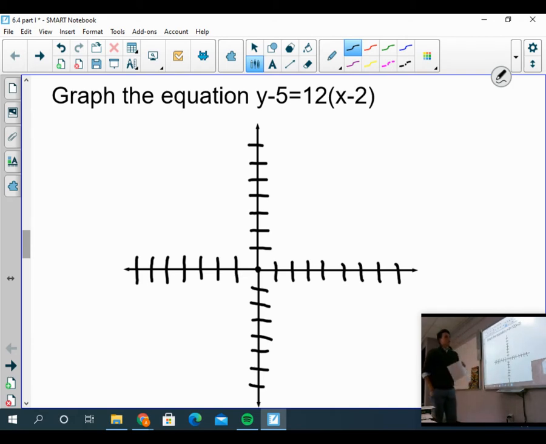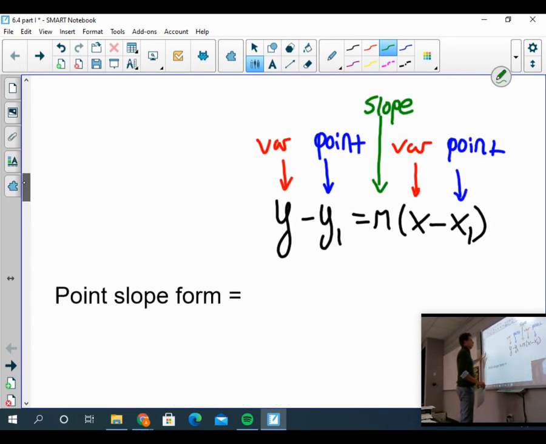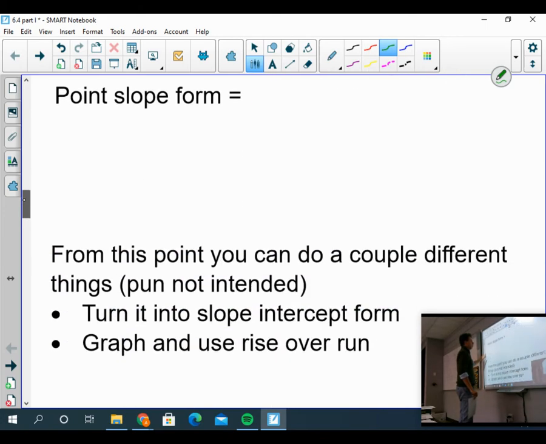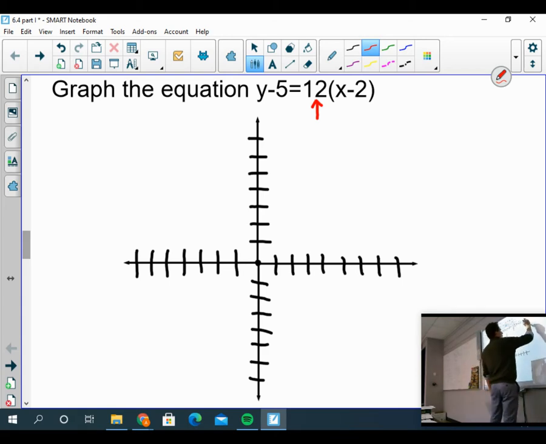So hopefully if you've wanted to solve it by yourself, you've paused it, you solved it. If you're with me, let's do it together. Point-slope form, remember, has a few different parts. We've got our variables, y and x. y1 and x1 are our points, and the slope is m. Well, I notice here that 12 is my slope. M equals 12. 12 is my slope.